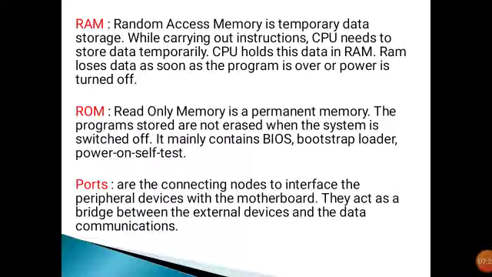RAM, Random Access Memory, is temporary data storage. It is a temporary or a volatile memory. While carrying out instructions, the CPU needs to store data temporarily. CPU holds this data in RAM. RAM loses data as soon as the program is over or power is turned off.